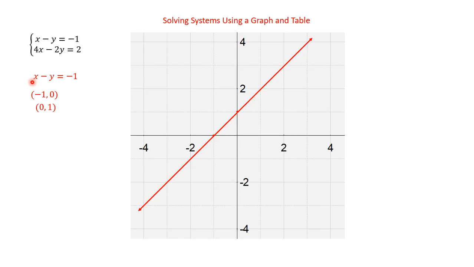The second line, we have 4x minus 2y equals 2. This one's blue. So if y equals 0, 4x equals 2, which means we divide by 4, x equals 1/2. And if x equals 0, negative 2y equals 2, divide by negative 2, y equals negative 1. We can graph those 2 points, connect the dots, and extend. And so we have the 2 graphs.